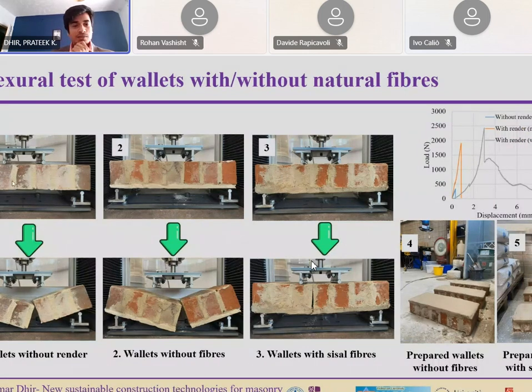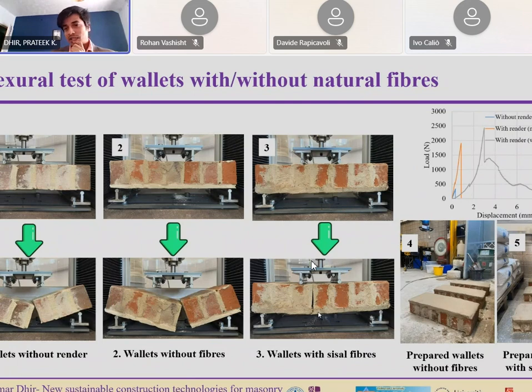If you can see figure 1, this is without any render. Number 2 is with render, but no added fiber. And the third case is render with added fiber, and that is 40 millimeter. If you see the failures, when it cracks from the joint, it has a complete failure. And here, even though it fails, the fiber still tries to hold it together.